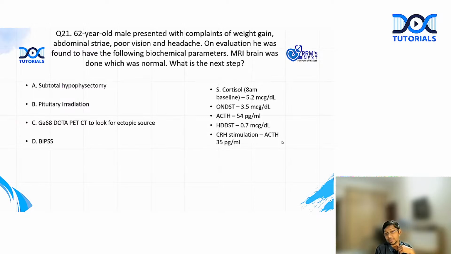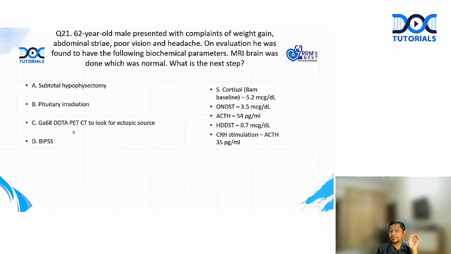So all these biochemical parameters are pointing towards an ACTH dependent hypercortisolemia or ACTH dependent Cushing syndrome, again because of your unsuppressed HDST and lack of CRH stimulation. This is basically pointing towards a pituitary Cushing's disease. Now here, this is a pituitary Cushing disease. You can see the MRI brain is normal. So what do you do? The next step: subtotal hypophysectomy, pituitary RT, gallium-68 to look for ectopic source, or a bilateral inferior petrosal sinus sampling.